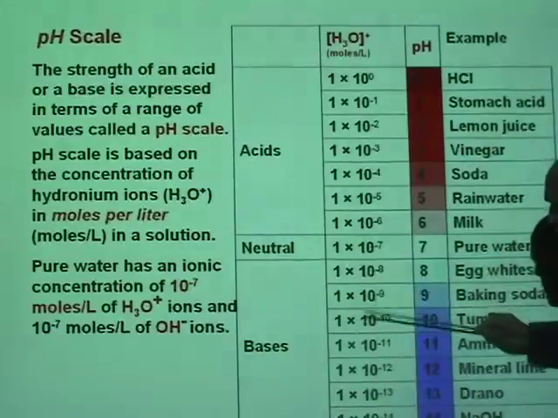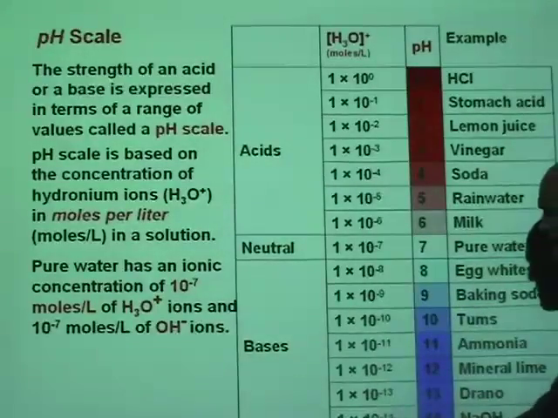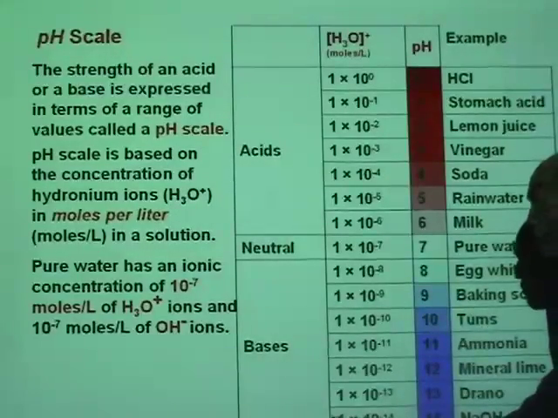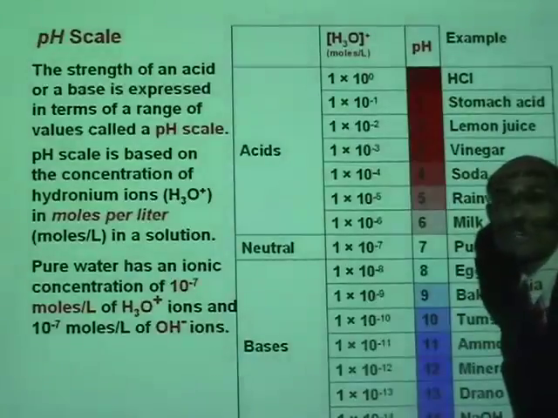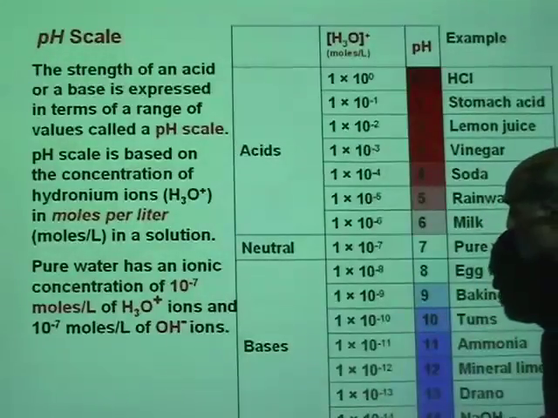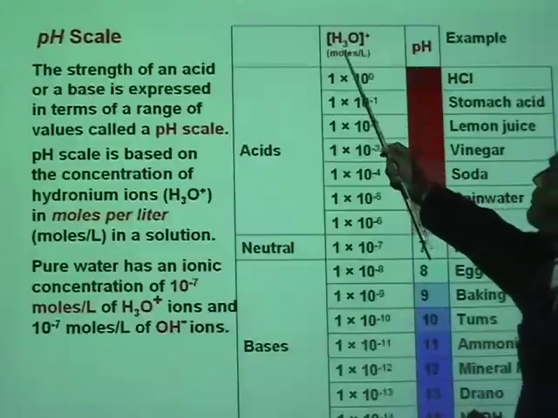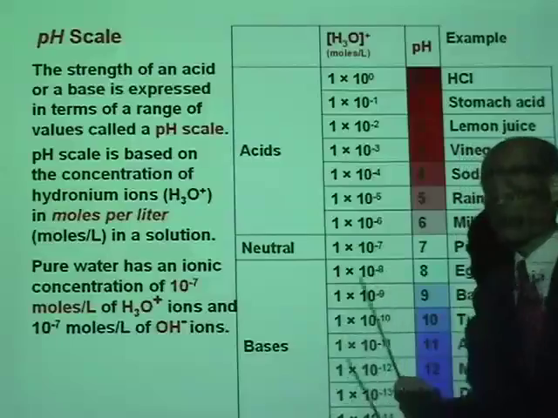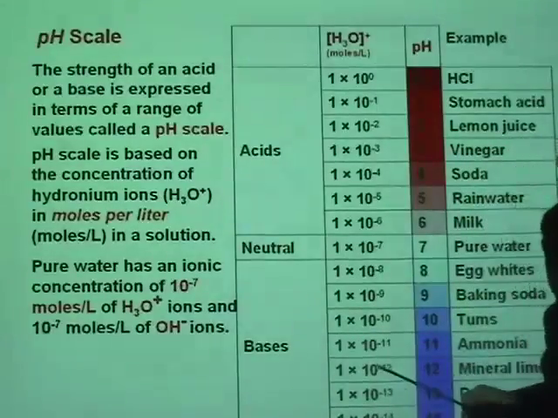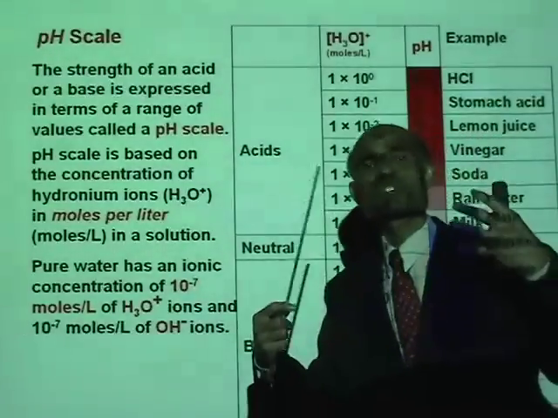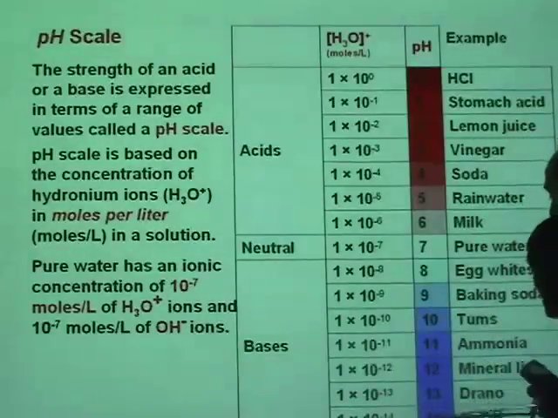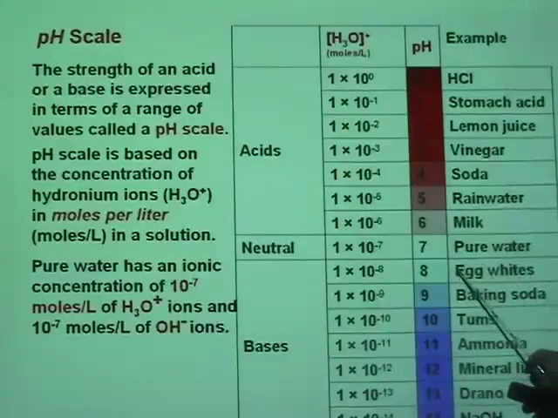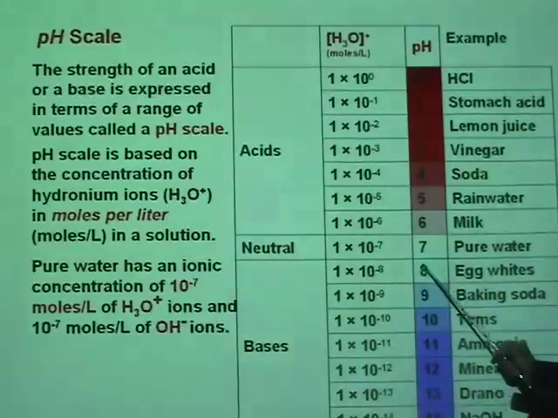Alright, if you go down to bases, look at the pH value of sodium hydroxide. The hydronium ion concentration is so small. It is 10 to the -14 moles per liter of hydronium ions. So that has the least amount of hydronium ions. Therefore, it is the strongest base. Its pH is 14.